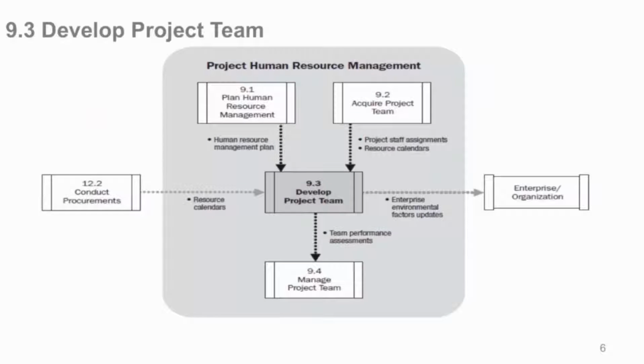Here's our data flow diagram. Again, always in the middle in the gray is the current subject matter, and this is 9.3, develop a team. Input, three things. The Human Resource Management Plan and how we're going to do this development. It gives us guidelines on what we're going to do. Well, let's look at this first. The project staff assignments that we did in Acquire the Team come in right here from 9.2 that we just did.